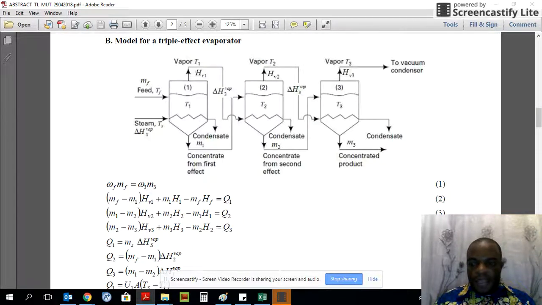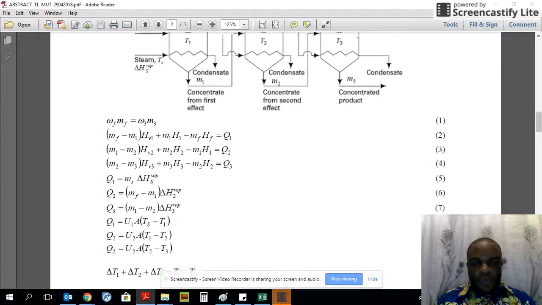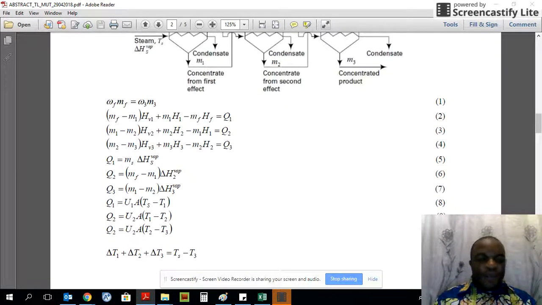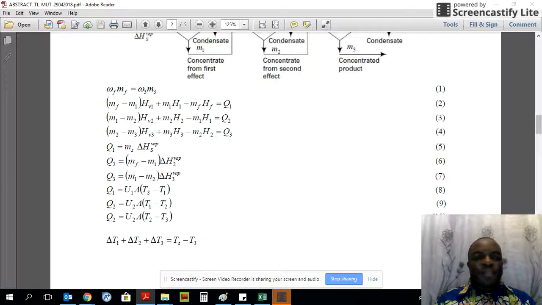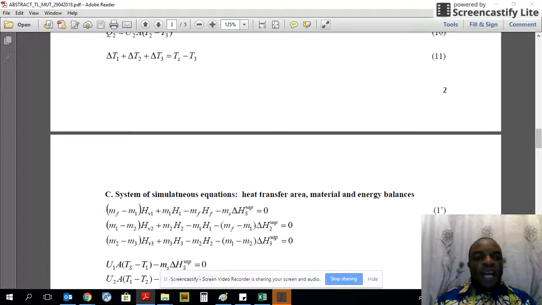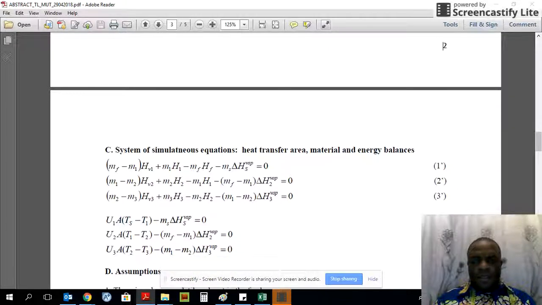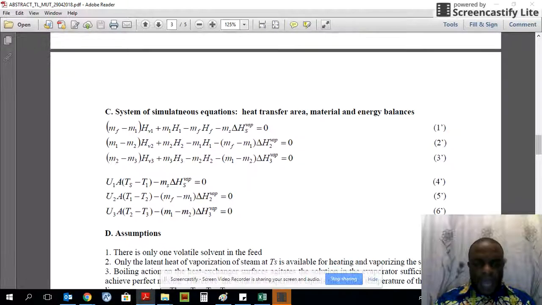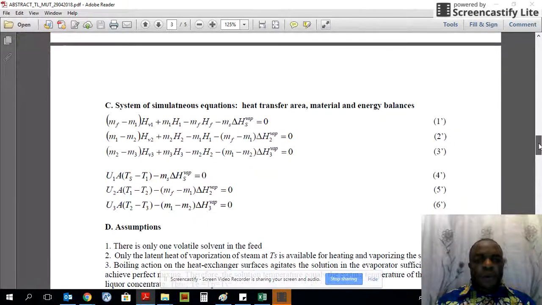Now you have the arsenal of equations which are used in the triple effect evaporator model. We are familiar with this. Feel free to pause the video to have a closer look at those equations. So now, in my method, I suggest that you come up with a system of 6 equations and 6 unknowns as follows.